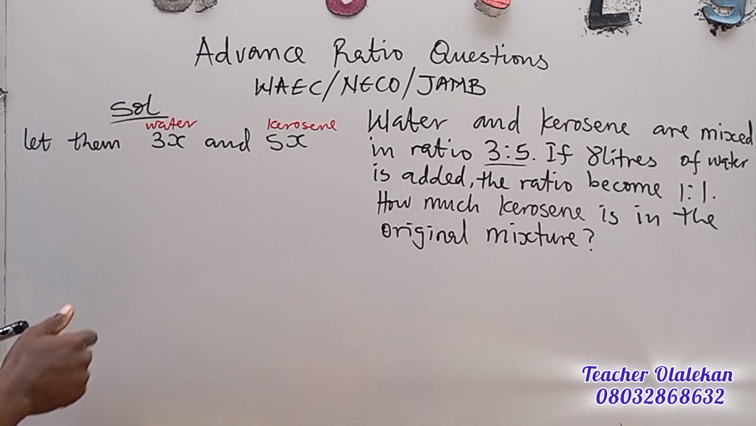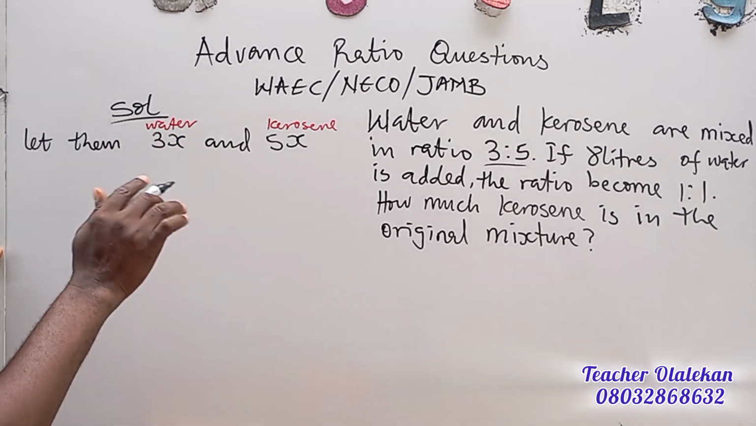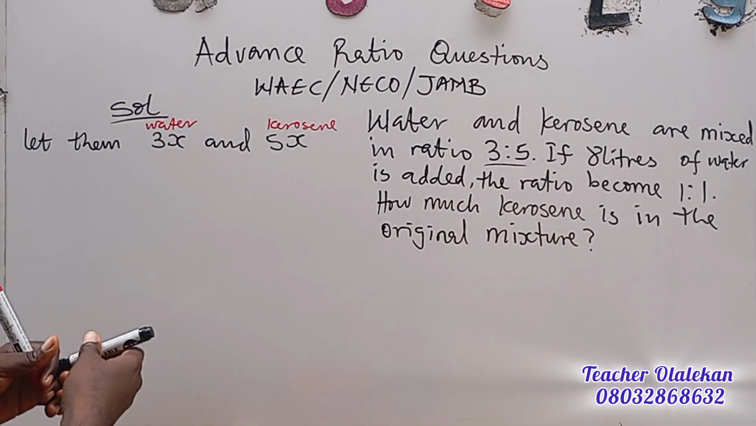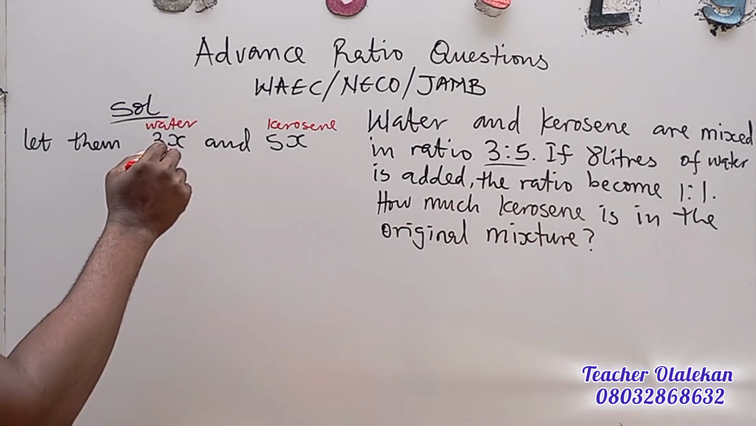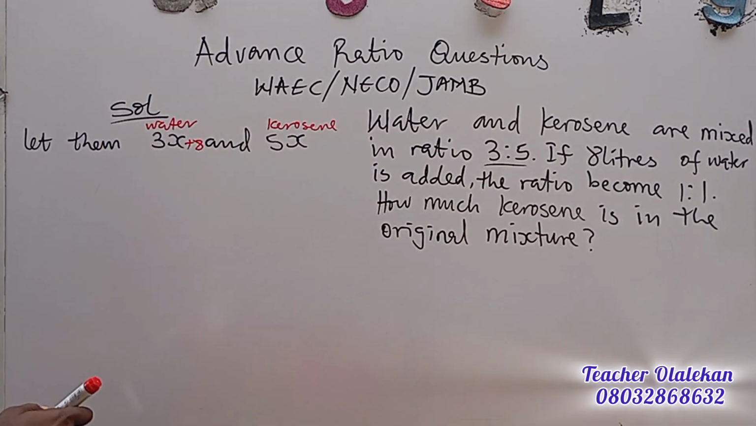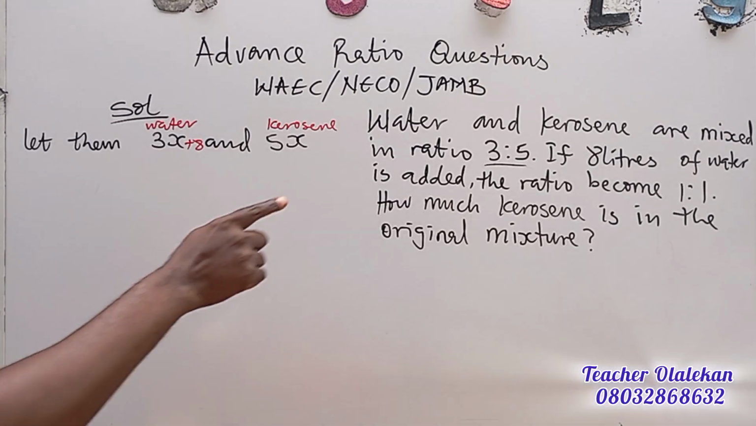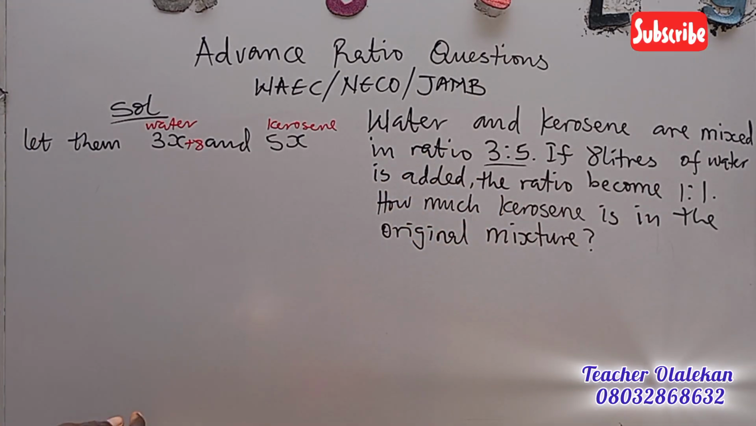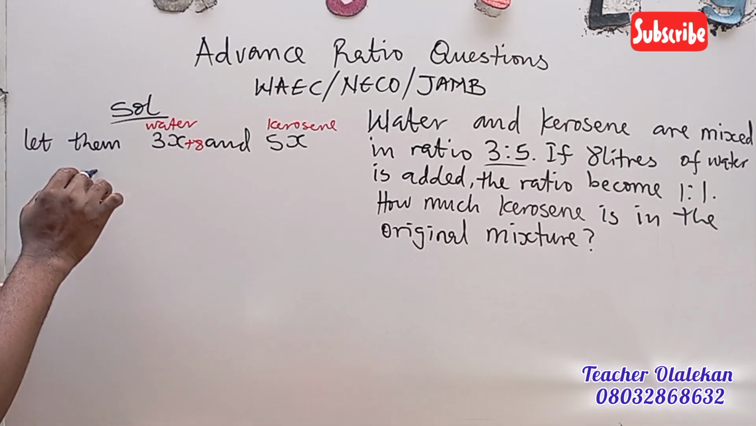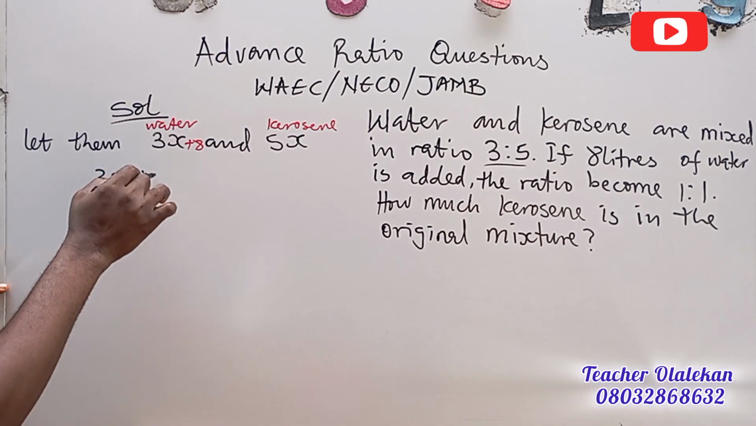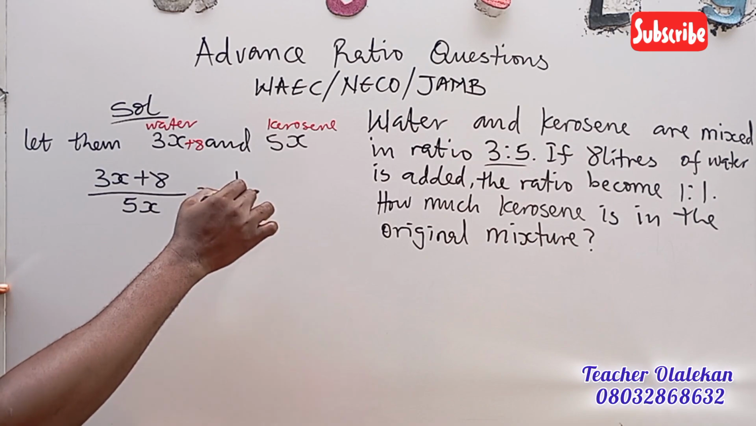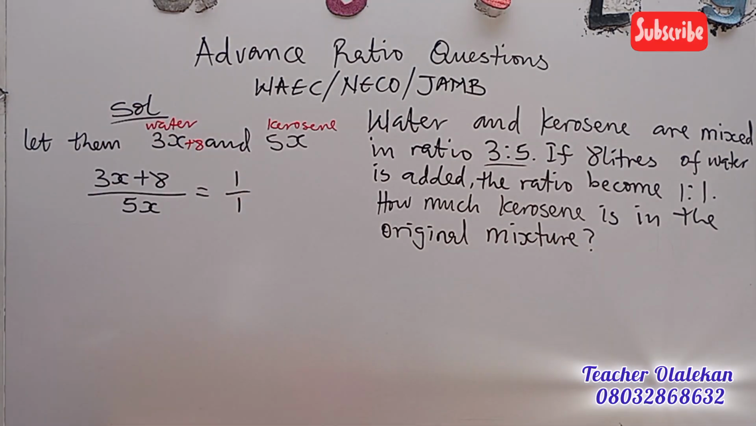Now the ratios, do not forget 8 liters of water. If 8 liters of water is added, that means for this one we'll be having plus 8. So 3x plus 8 divided by 5x will be equal to 1:1. Then we'll solve it algebraically. So that becomes (3x + 8)/5x equal to 1:1. That's what is going to give us our x.